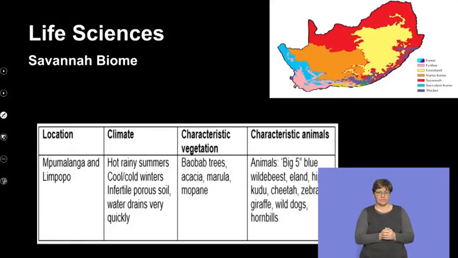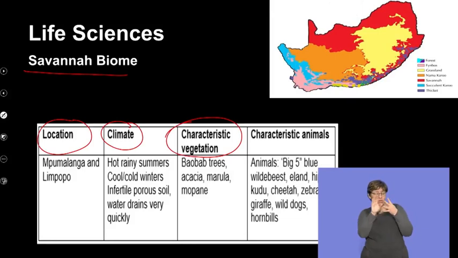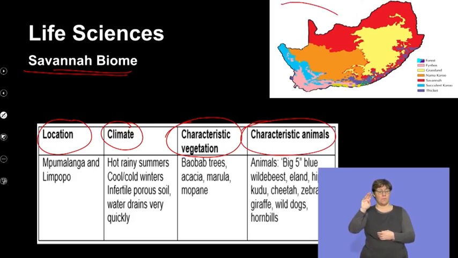Right. So as we look at each biome, it's important that we understand the location, the climate, the characteristic type of vegetation that defines that area, as well as the type of animals found. These are the characteristics of each biome. So when we look at the savannah biome, guys, it is on my map. All these areas in the dark red are the savannah biomes, and these are predominant along the Mpumalanga as well as the Limpopo provinces.